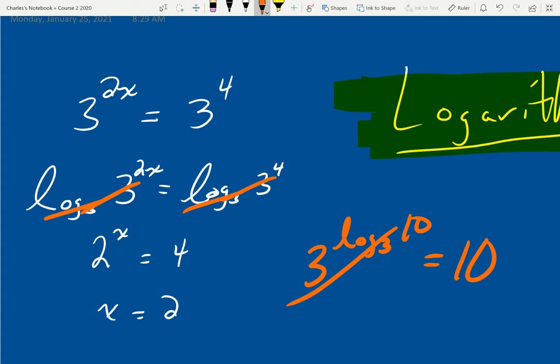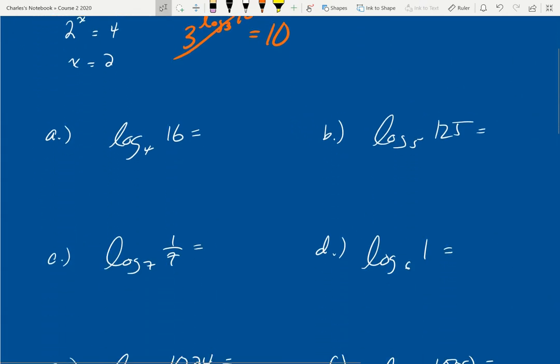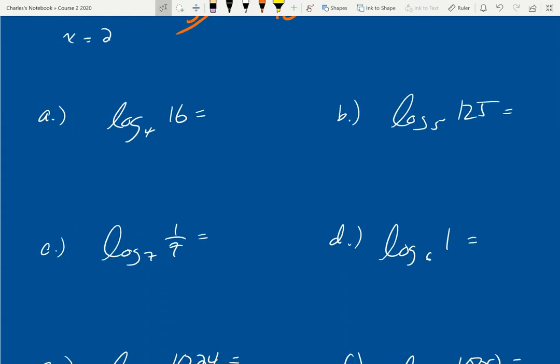Okay, so the logarithm, what you should know is it is the inverse of an exponent. It is to exponents what subtraction is to addition or division is to multiplication. And it's just another operation. It's just one that you haven't seen before. So it's helpful to know that you can take any logarithmic statement and write it as an exponential statement.